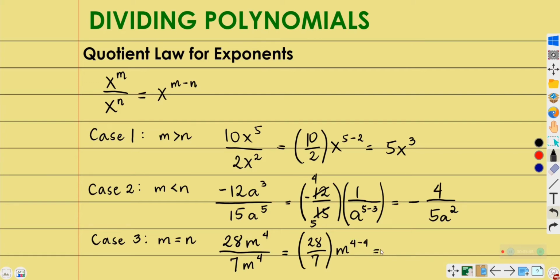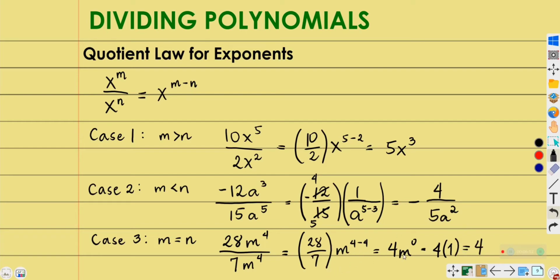Okay? 28 divided by 7 is 4. And then, 4 minus 4 is 0. Kaya, magiging m raised to 0 siya. And according po sa laws of exponents then, any value that is raised to the power of 0 is equal to 1. Okay? So, itong m raised to 0 ay magiging 1. Okay? And 4 times 1 is equal to 4. Ano po? So, 4 lang yung sagot dyan.